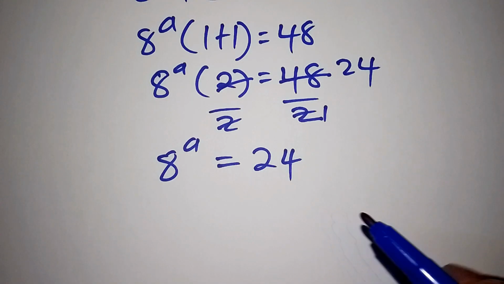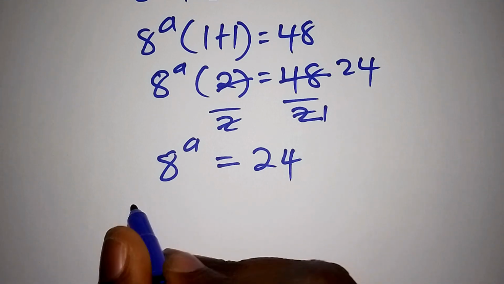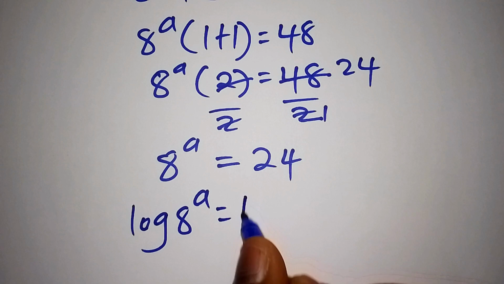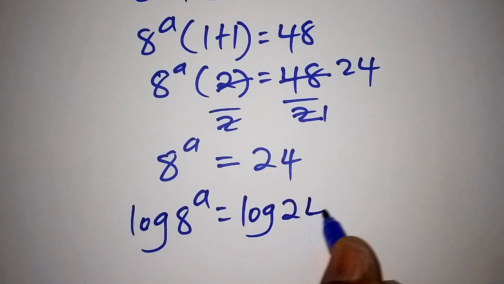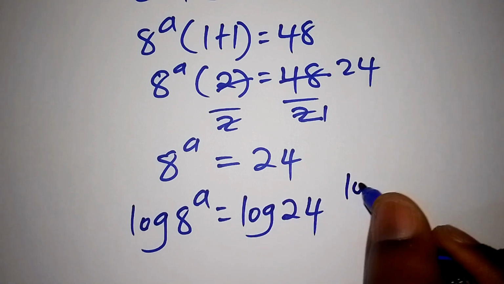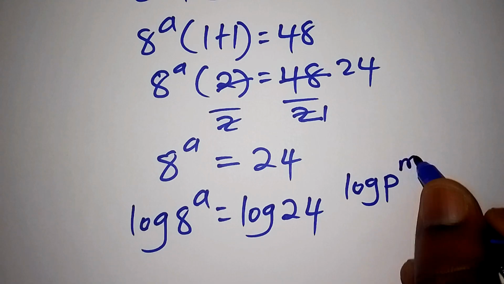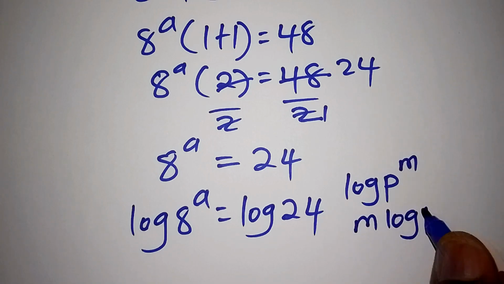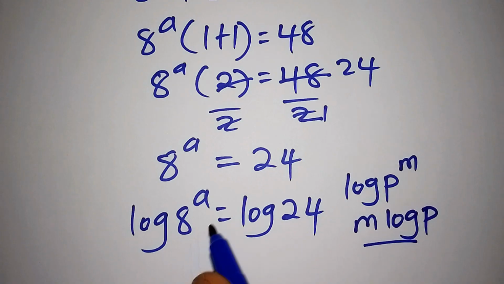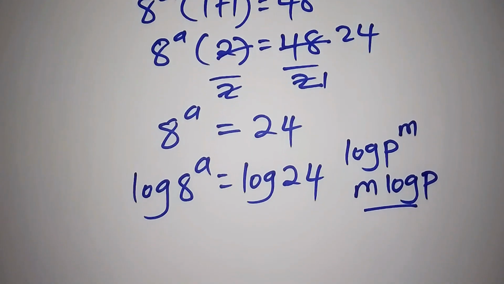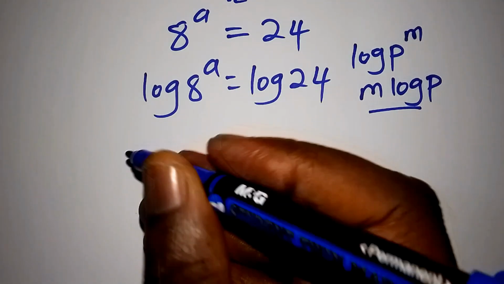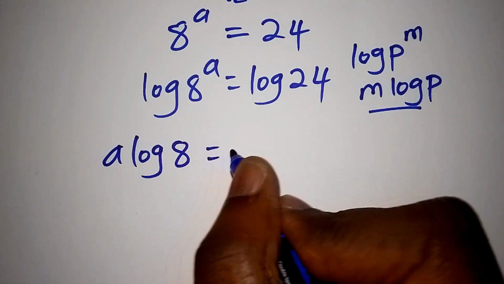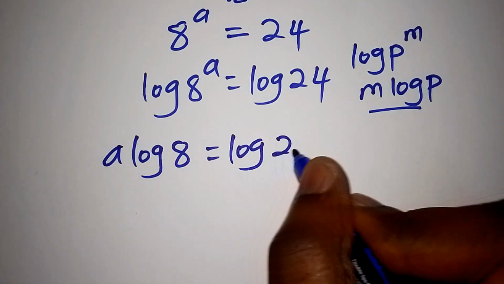So what do we do in this case? Let's introduce the log on both sides. Here we shall have the log of 8 to the power of a equals the log of 24. Assume we have the log of p to the power of m. This can also be written as m times the log of p. Using this, the log of 8 to the power of a becomes a log 8. So here we shall have a times the log of 8 equals the log of 24.